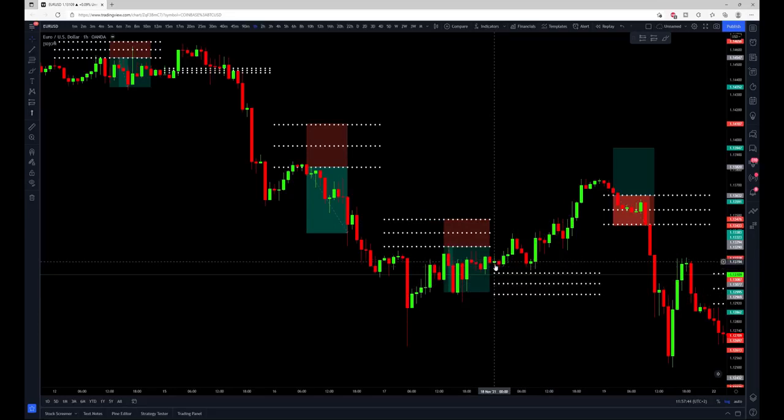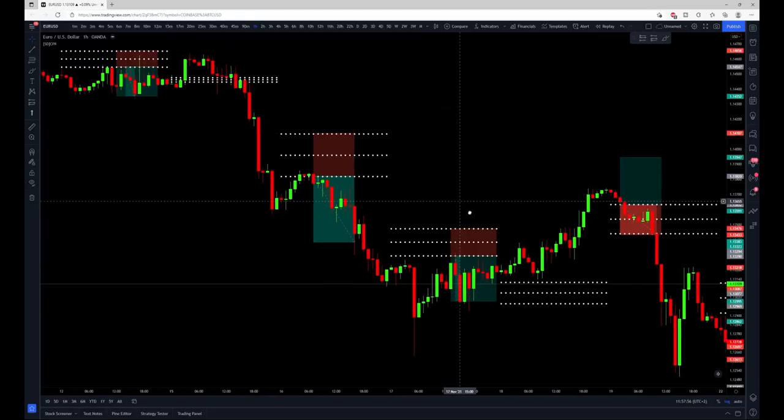I would only be able to enter a short for this lower low in the CPR if price was starting below and pulling back into the CPR. So in an instance like this, there's no trade taken. All right, so that's one time when a trade is not taken.